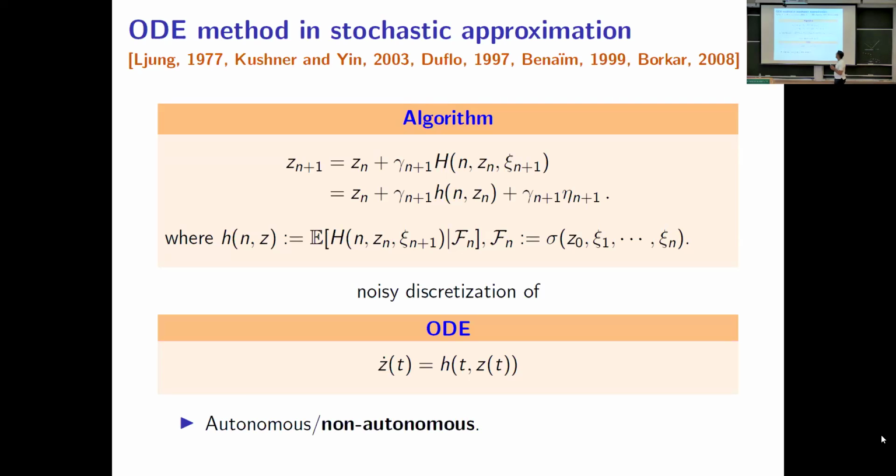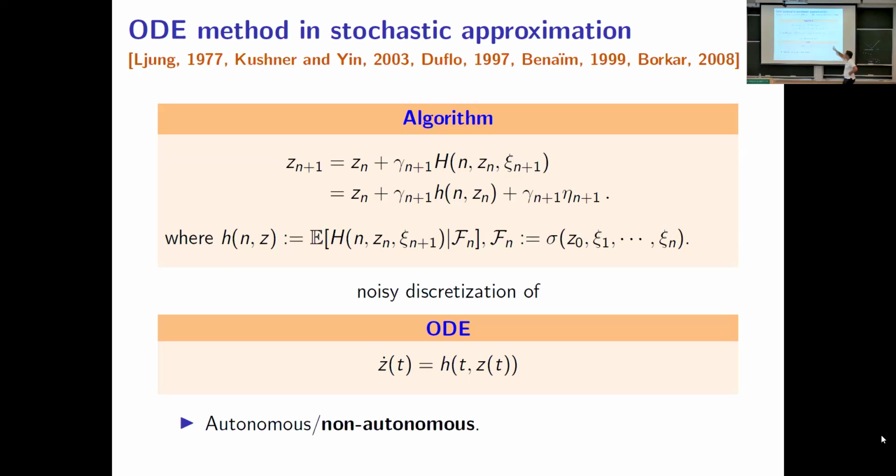And of course, many others. So we are focusing on this algorithm here, with the sequence Zn, which is a sequence of vectors in R^d, and we look at this specific update rule, which is actually very general. This H here depends on n, the iterate number, Zn, the previous iterate, and Xi n plus 1, which is the noise at time n plus 1.